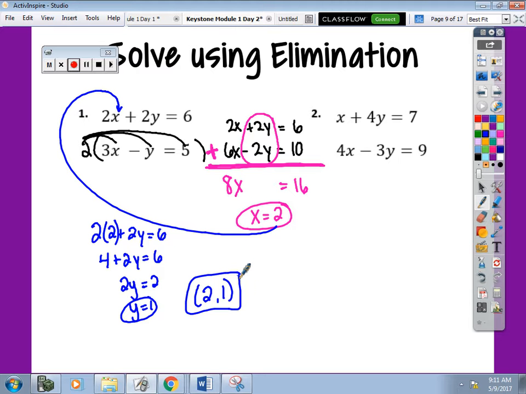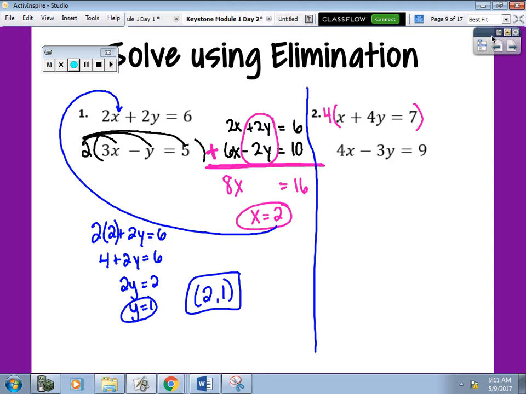Okay, system of equations 2. Which equation do you think I should manipulate to get the coefficients to match? The first one or the second one? Cameron? The first one, what do you want to multiply by? 4. You also could multiply by a -4, and if you do that, you'll get different signs, which then you'll add them instead of subtracting, but it's up to you.